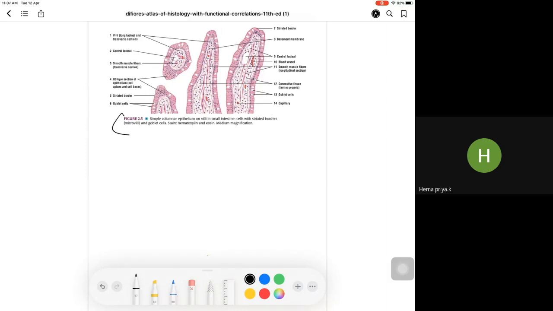Then 7 is striated borders, then 8 is the basement membrane, 9 is the central lacteal, and then blood vessels, then smooth muscle fibers which are in longitudinal section, then the connective tissue, which is the lamina propria, and goblet cells and the capillary cells.